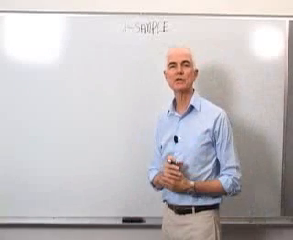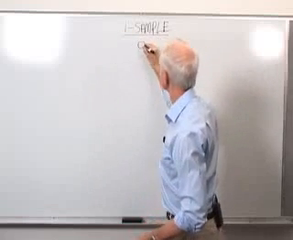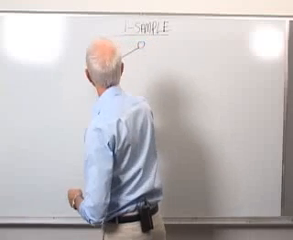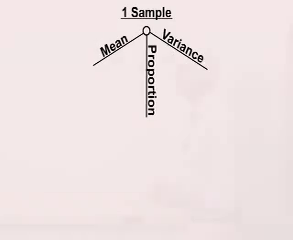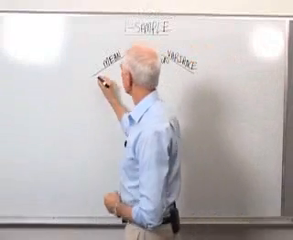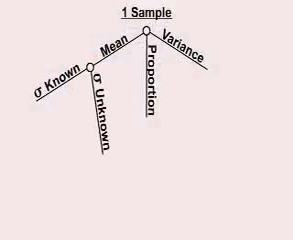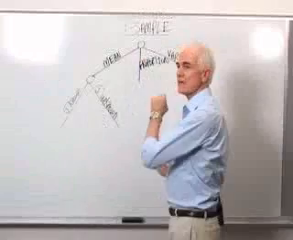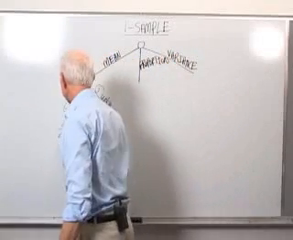What does the decision tree look like when we're testing hypotheses using a single sample? Well, our options are: are we testing hypotheses about a mean? Are we testing hypotheses about a proportion? Or are we testing hypotheses about a variance? If we're testing hypotheses about the mean, then we have to be concerned about is sigma known or is sigma unknown.